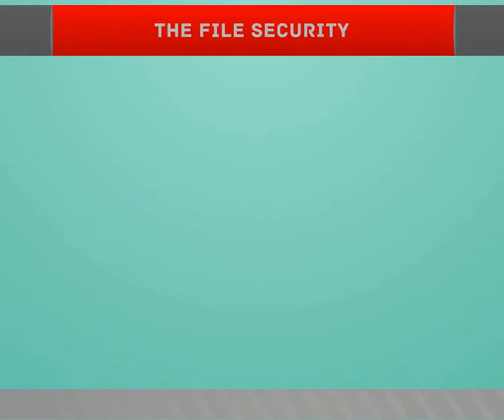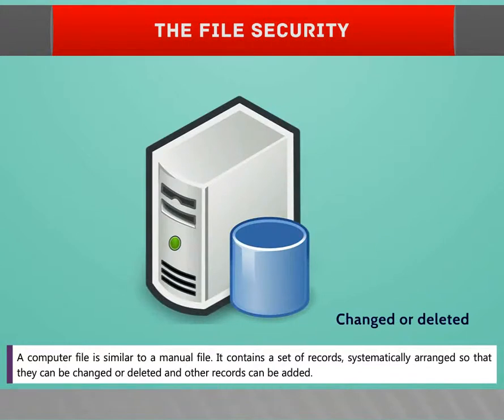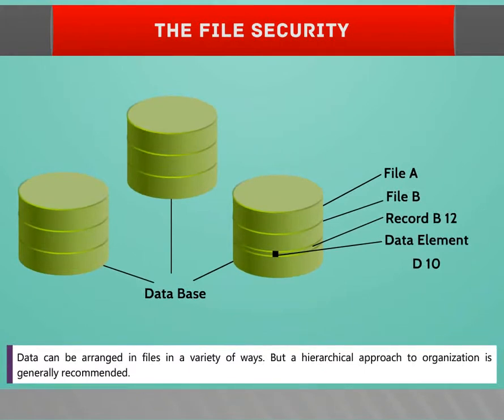File security. A computer file is similar to a manual file. It contains a set of records systematically arranged so that they can be changed or deleted and other records can be added. Data can be arranged in files in a variety of ways, but a hierarchical approach to organization is generally recommended.